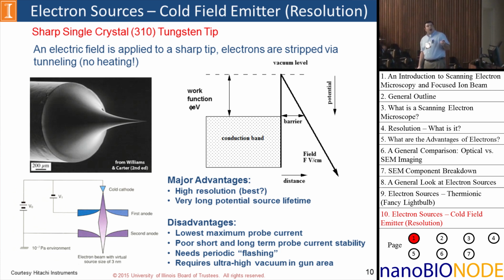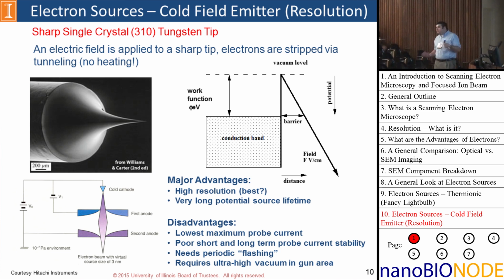All right, so instead of going up and over the thermal barrier, you now go through a new barrier that the electrons can quantum mechanically tunnel into the vacuum level. All right, so that's the basis of a field emitter, and the main point there is cold. All right. Major advantages, very high resolution.